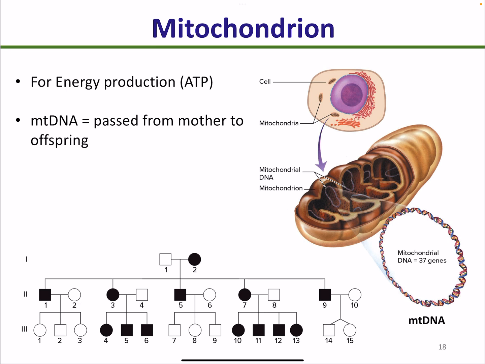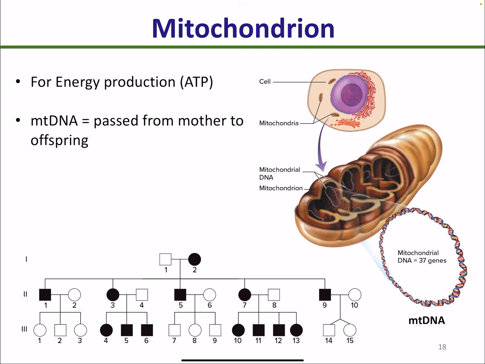The sperm, on the other hand, when it's coming for fertilization, really brings one very important thing. It's the nucleus with its DNA content. It doesn't bring anything else. So in individuals, all their mitochondria are basically coming from mom, right?